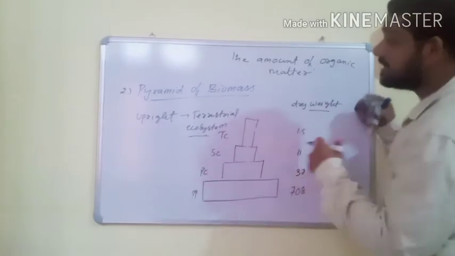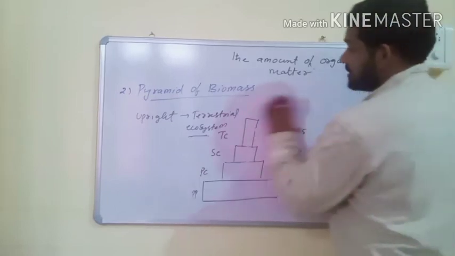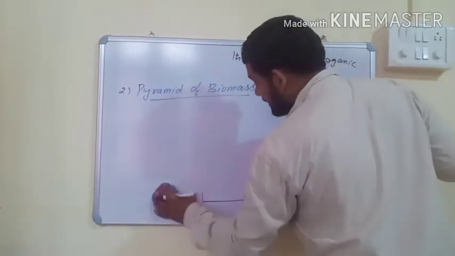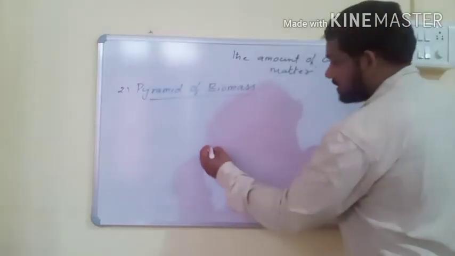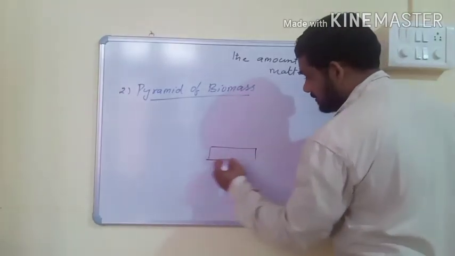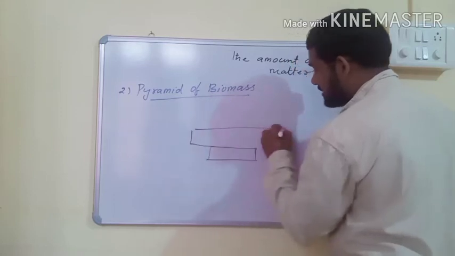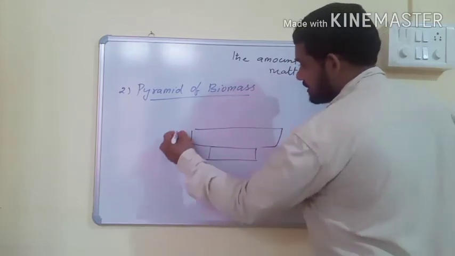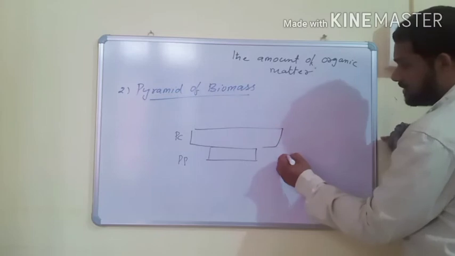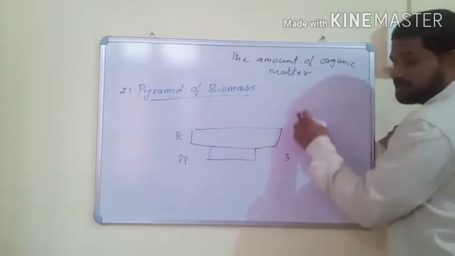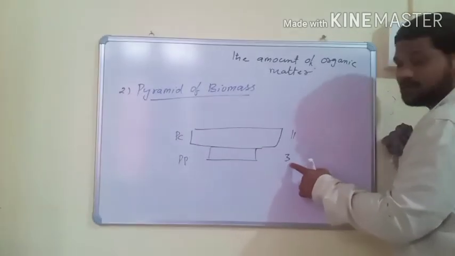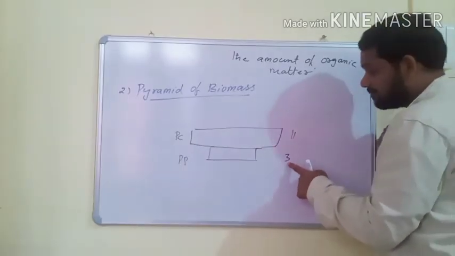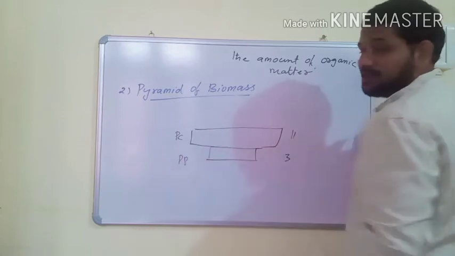Whereas in the case of aquatic ecosystems, the pyramid of biomass is inverted. This is primary producers and this is primary consumers. Here the amount of biomass is measured in dry weight. Here, the amount of biomass is comparatively less than the amount of biomass in the case of primary consumers.